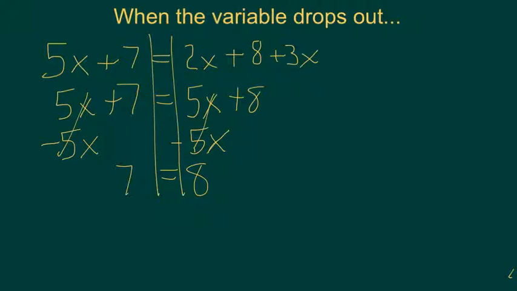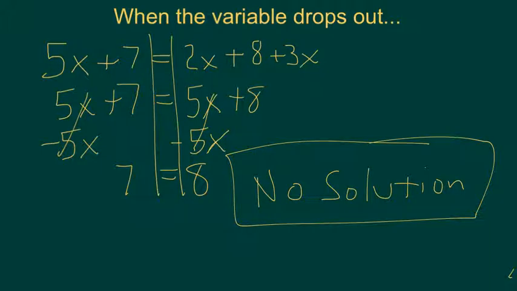Is 7 equal to 8? Never. Turns out no matter what value I'm going to plug in for this x value here, whether it be here, here, here, whatever value I plug in, I'm never going to get the two sides to be equal. So in this case, when the variables drop out and these things are not equal, you have what is known as no solution. There is no solution to this equation. And that can happen when you have the variable on both sides like this.